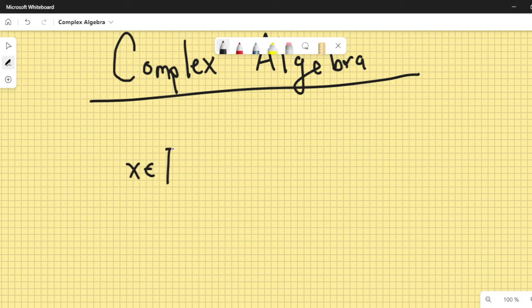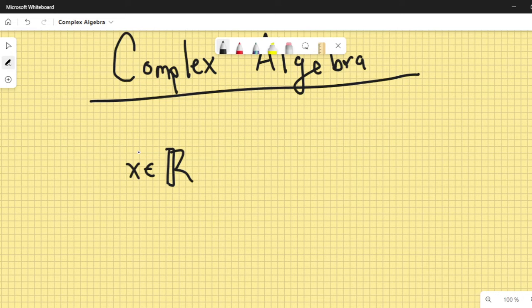x in the real numbers. What does this mean? Well, of course, it means that x belongs to the real numbers, which is that x is a real number. Okay, so you may think of the variable x as a little box with a number inside of it, and what we know about this number is that it's a real number.